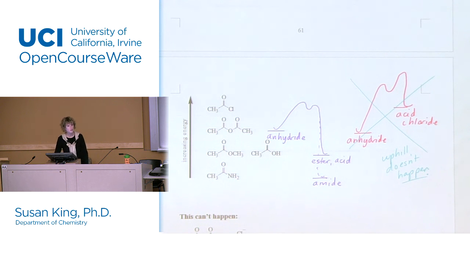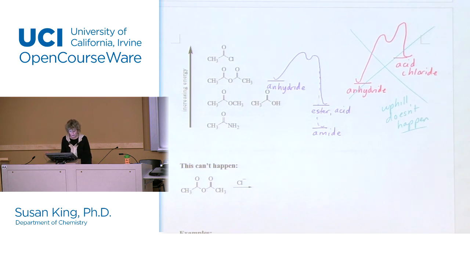Unless you use forcing conditions or special reagents, and this is not one of them that we're going to be able to do that with. All right, so let's show why anhydride can't go to acid chloride. You can see it from the energy diagram. You can also see it by actually doing the arrow pushing for this reaction.